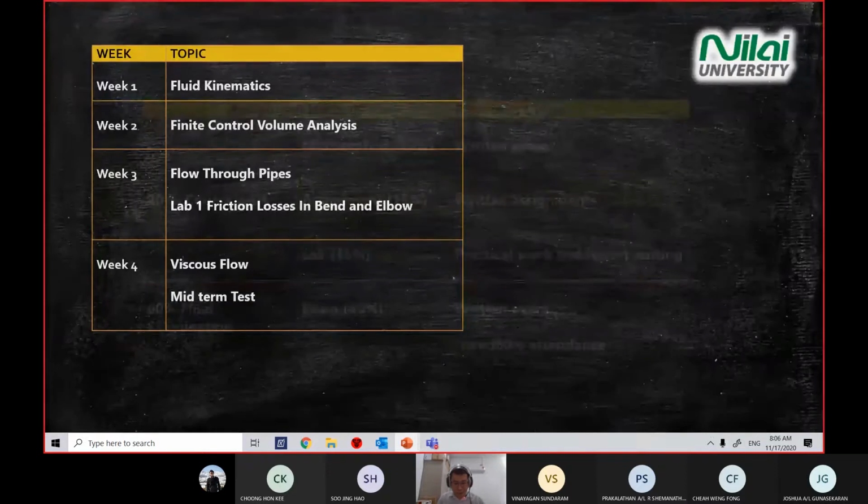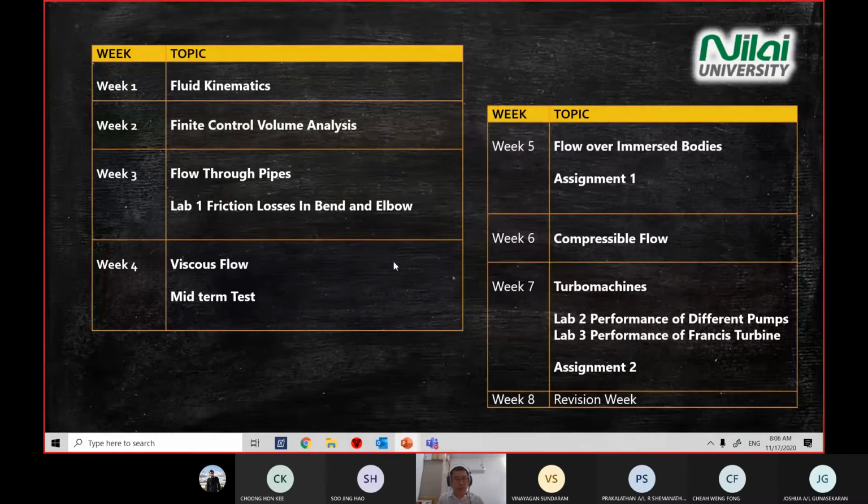Okay, today we're going to look at chapter 5, which is on flow over immersed bodies, meaning what happens to a body that we put inside a flow. The keywords today are lift and drag: why an aircraft can fly, and why an object creates some drag. So we'll look at lift and drag this week.